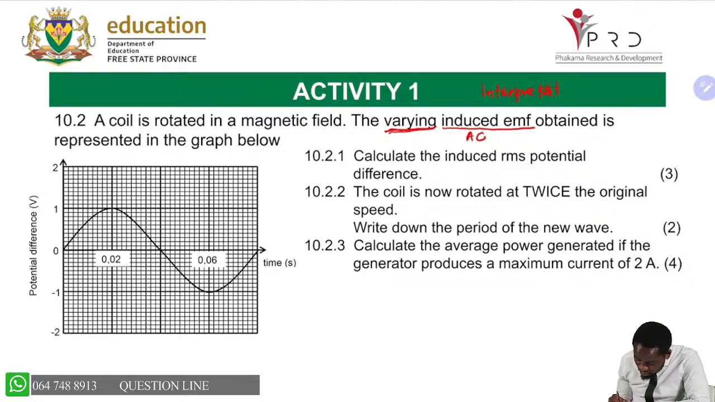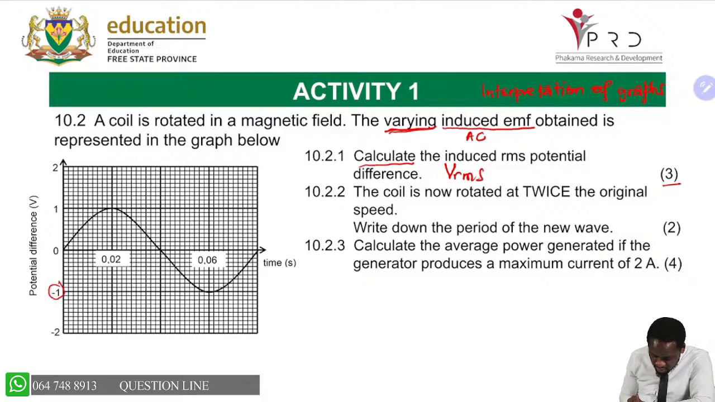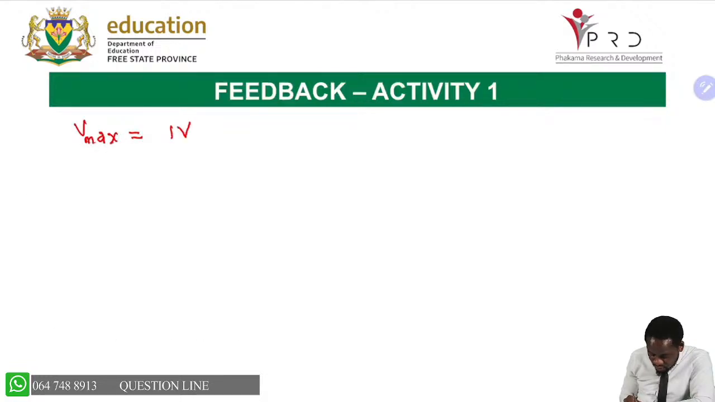Okay, what are we looking for? We're looking for VRMS. Now we have to obtain data from the graph itself. What is our peak voltage? Our peak voltage is 1 volt. This minus, it says in the opposite direction, 1 in the other direction. So we know that our maximum voltage, V max, which we read off from the graph, is 1 volt, right?